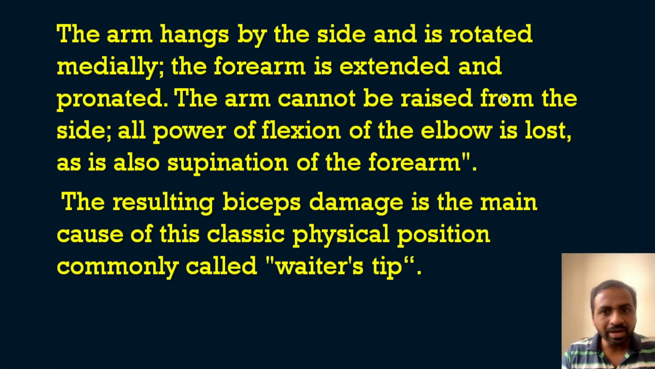The arm cannot be raised from the side, all powers of flexion of the elbow are lost, and supination of the forearm is also lost. So the peculiarity of Erb's palsy is that the forearm is extended and pronated, the arm cannot be raised from the side, flexion of the elbow is lost, and supination of the forearm is compromised. The resulting biceps damage is the main cause of this classic physical position commonly called the Waiter's tip.